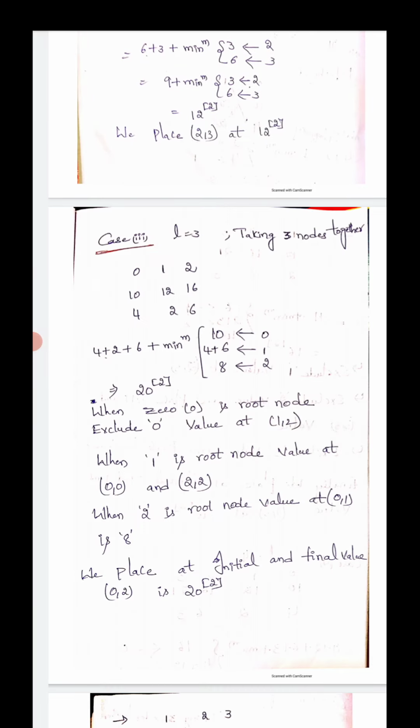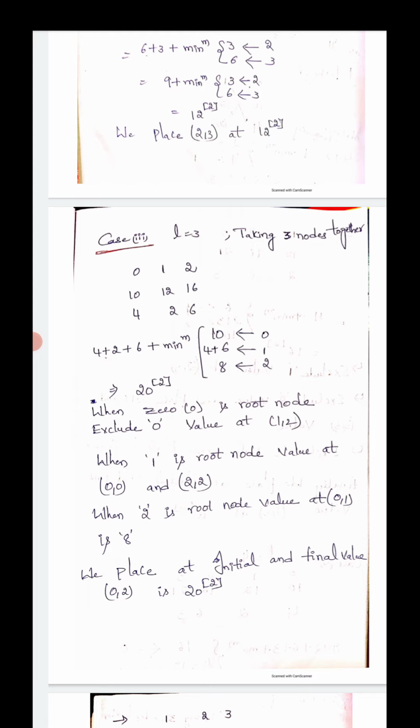Okay, 8. Now we have to calculate. 4 plus 2, how much? 6. 6 plus 6, 12. 12 plus, here the minimum value among 10 and 8, which one is minimum? 8 is the minimum. 12 plus 8, how much? 20. From which node do we get it? From root node 2, we get the value 20, with subscript 2.